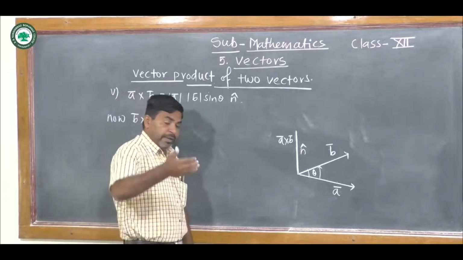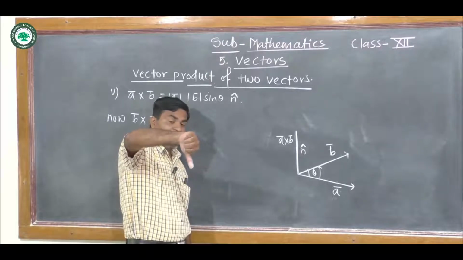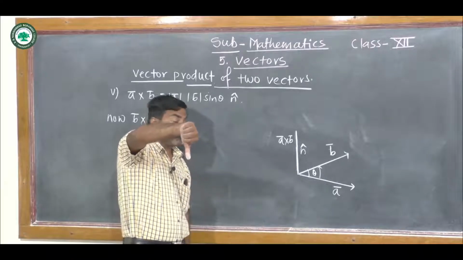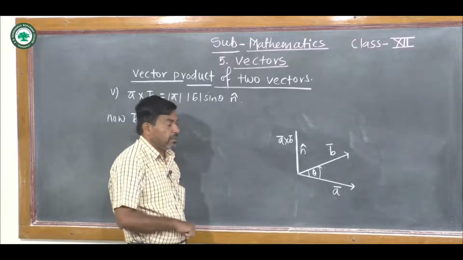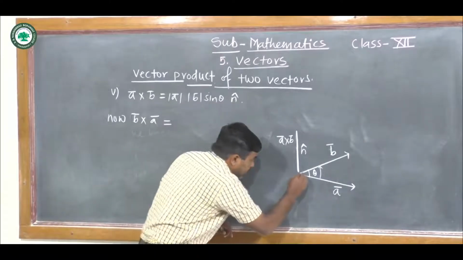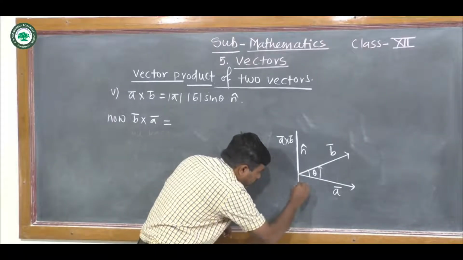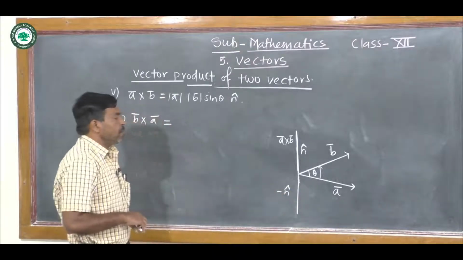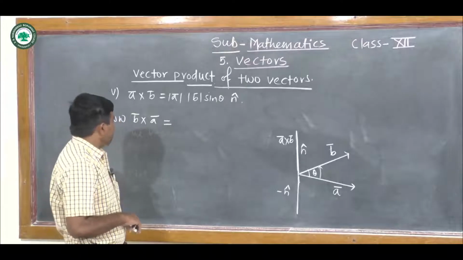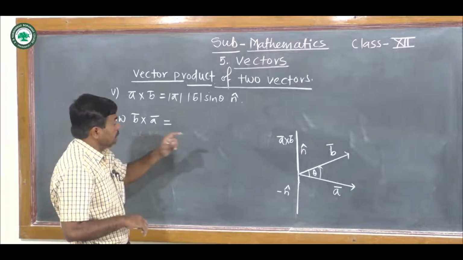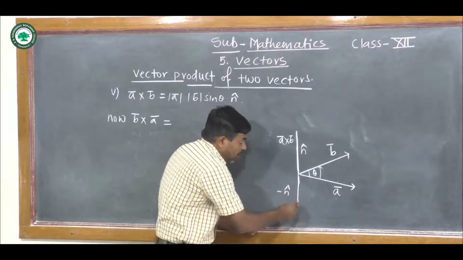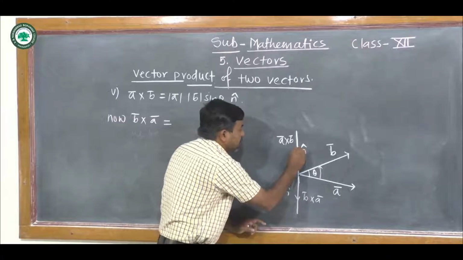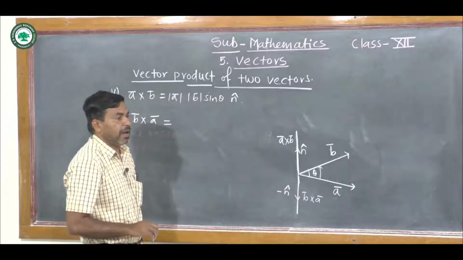So B bar, A bar and this term, which is negative of n cap, that is minus n cap, form a right-handed triplet. So this is minus n cap. So A bar cross B bar is in this way, and B bar cross A bar is in this way. This is the direction for B bar cross A bar, and this is the direction for A bar cross B bar.